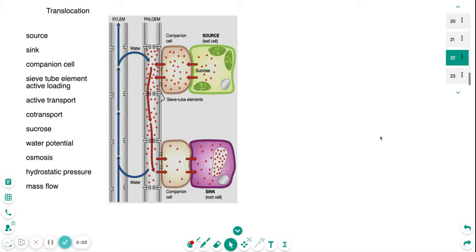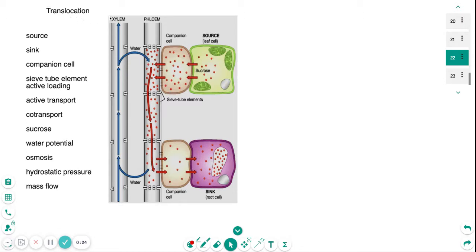All right, so this time we're talking about translocation. So not transpiration, translocation, which is the movement of assimilates throughout the plant. So it could be things like, we'll be focusing really only just on sucrose, but it could be other things like amino acids as well.